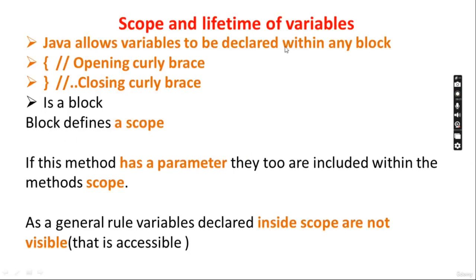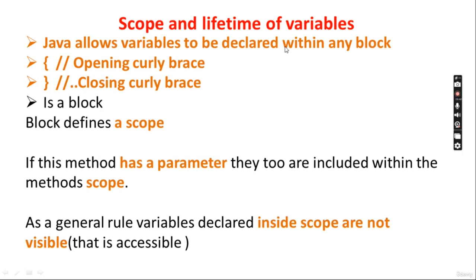Then scope and lifetime of variables. Java allows variables to be declared within any block. So what is a block? Basically opening a curly brace and closing a curly brace. In between, whatever you write will be your block of code. So this is called a block. A block defines a scope. So whatever is declared inside this scope will be destroyed outside of this scope.